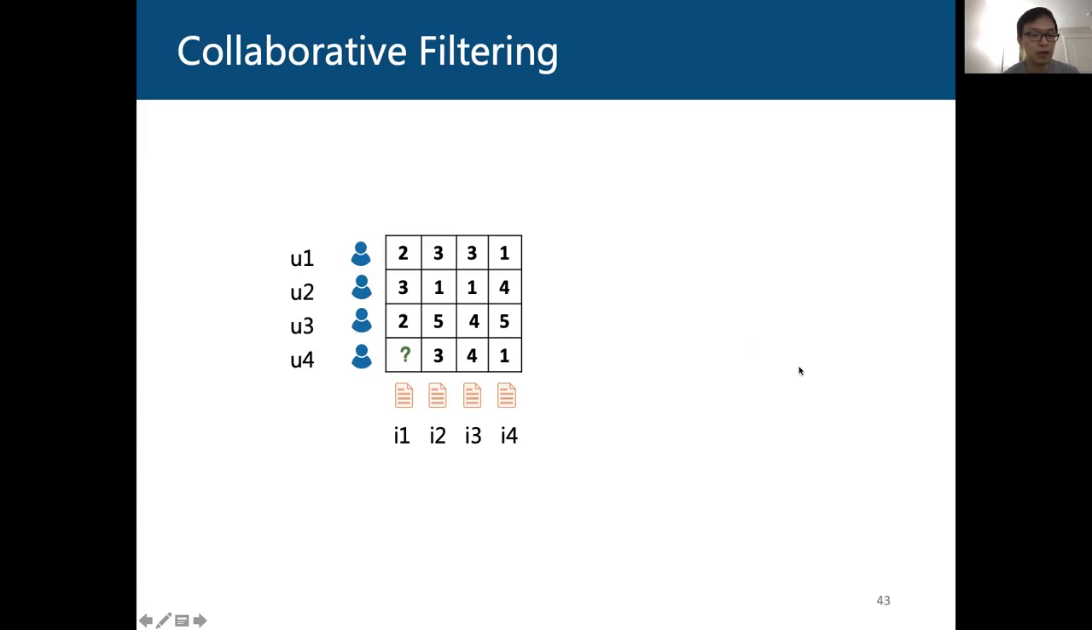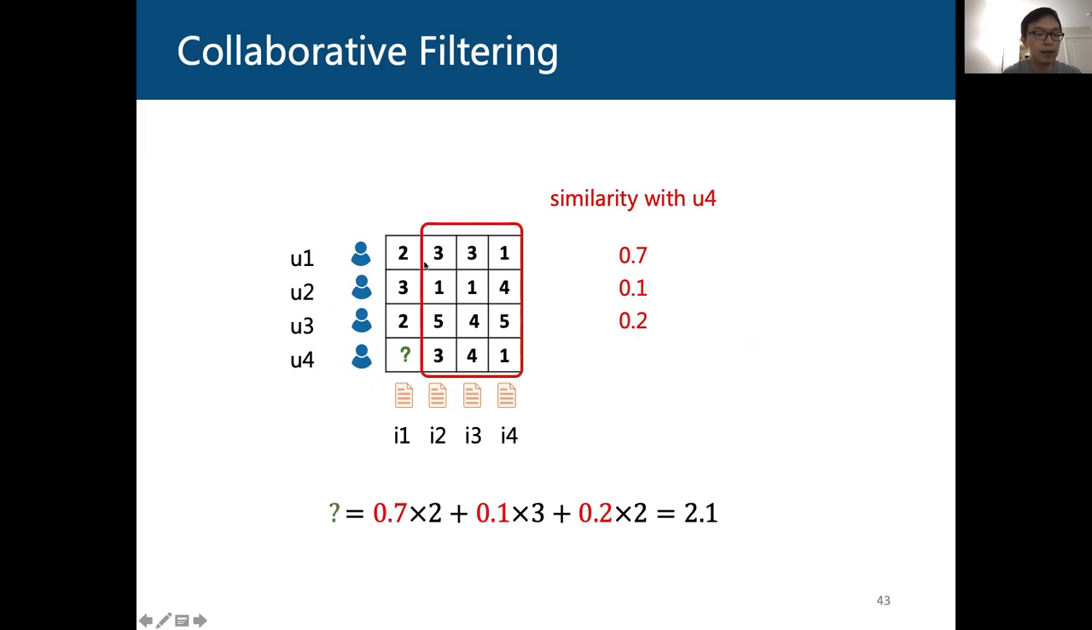In general, collaborative filtering is a popular recommendation strategy. CF assumes that similar users have similar preferences. In this example, to predict this missing rating, we can use CF to calculate the similarity between U4 and other users based on their historical behavior. And then we can calculate this missing rating by taking the weighted average of these ratings. So we can use this similarity to average the ratings, and then we get this predicted score here.